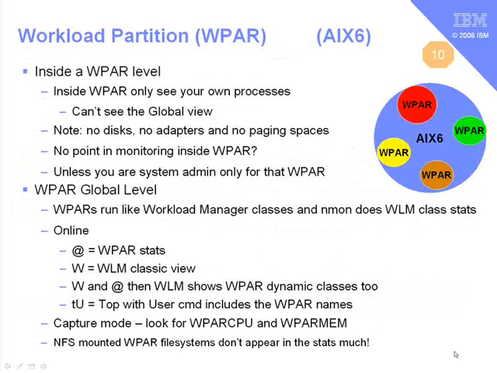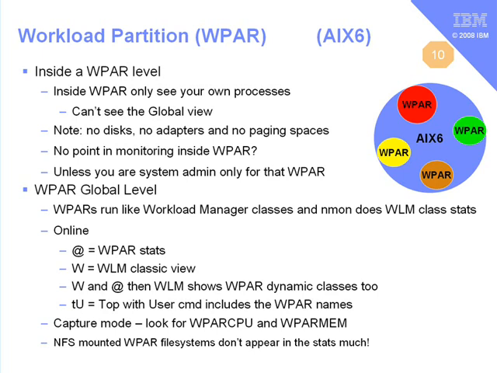Now feature 10 covers something that comes in with AIX6. This is workload partitions, or WPARs. We can use nmon inside a WPAR, but the view of what it can see is quite limited. It can only see its own processes and its own performance data. Also note that inside a WPAR there are no disks or adapters or paging space. These are features of the global copy of AIX, not a WPAR.